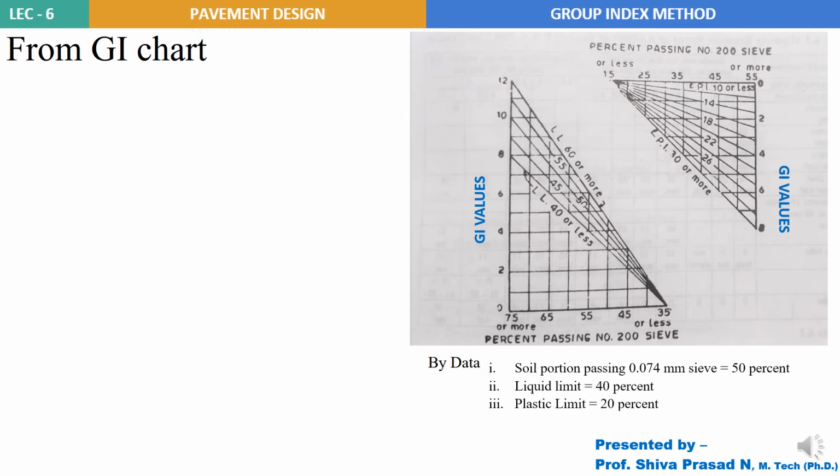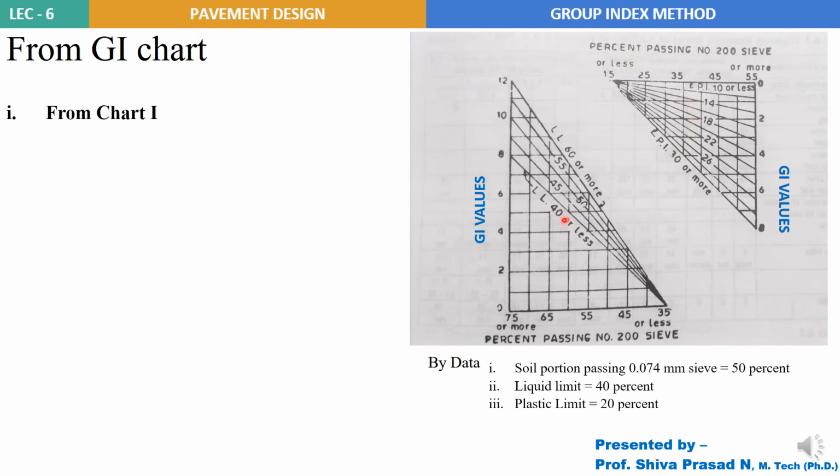First I will consider the charts for obtaining the group index values. From chart 1, which is chart 1 over here? This bottom one is considered chart 1, and above that we have chart 2 for obtaining the GI values. As I told you before, the first chart makes use of liquid limit values. These inclined lines represent the liquid limit values along with percentage passing. The second chart uses plasticity index values along with percentage passing.